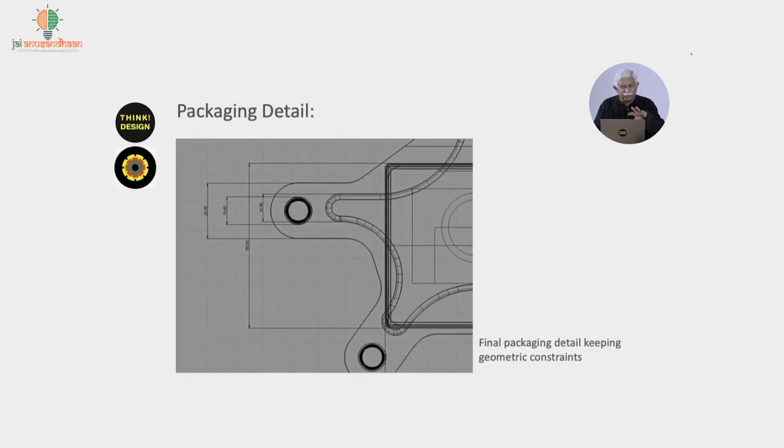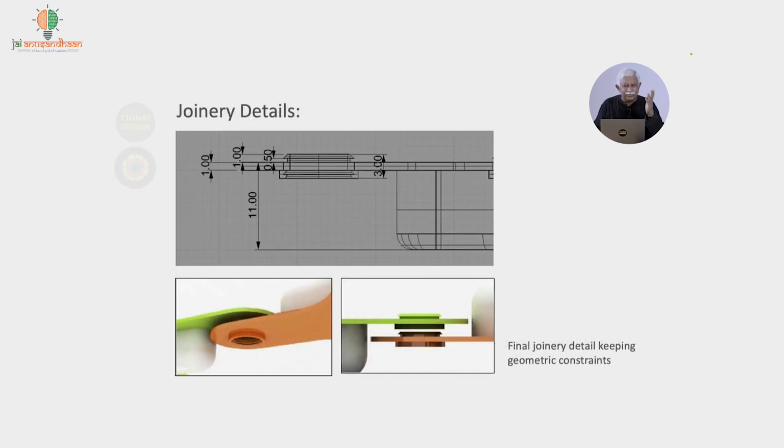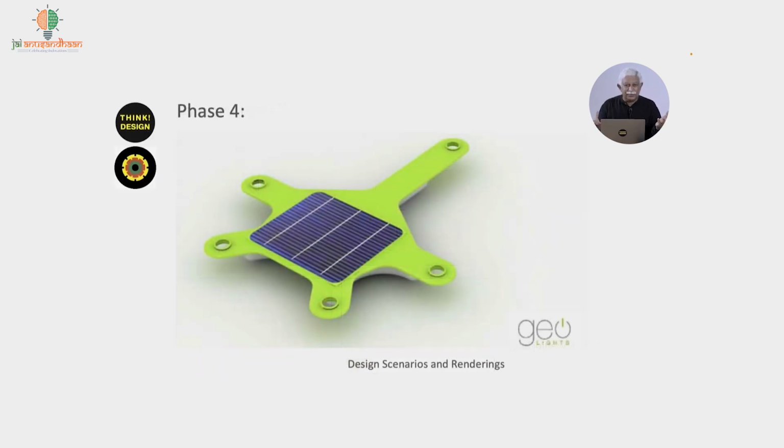Then if you want to put it into a package, the packaging detail for that. Okay, so, the geometric constraints are kept together. If you want to join 2 of them together, what is the joinery details? Yeah, because you can make many combinations of them.